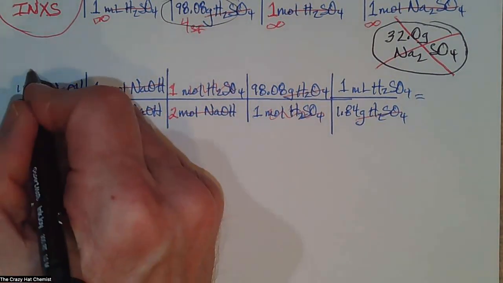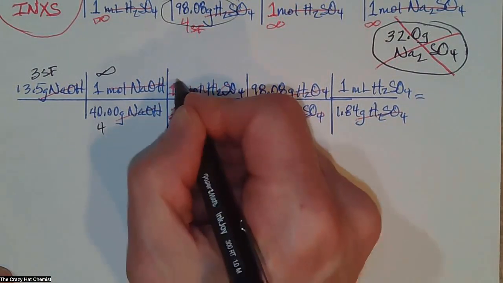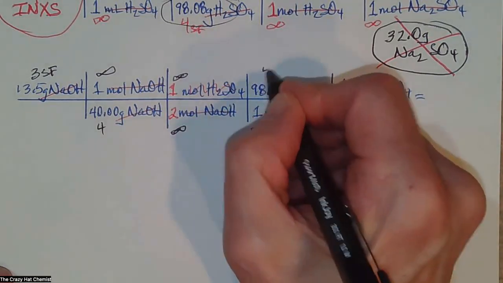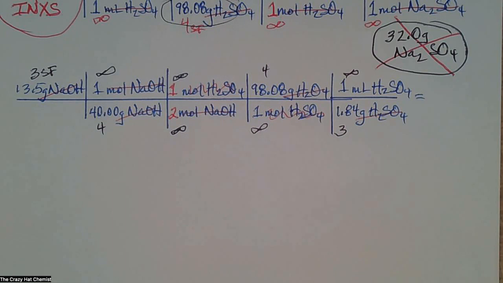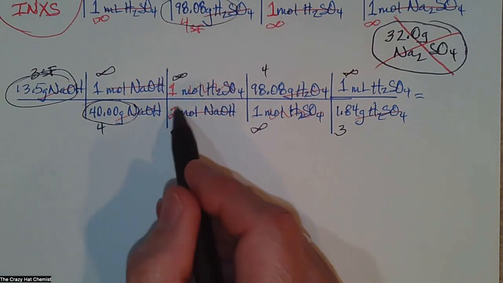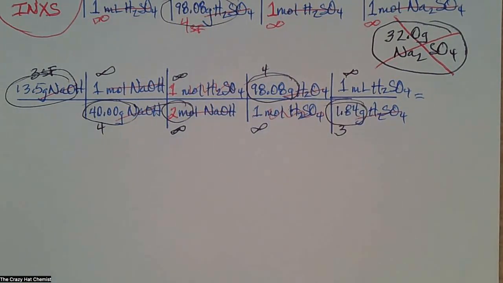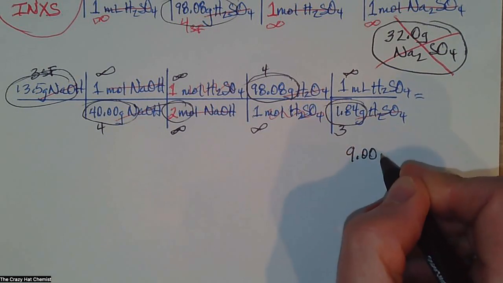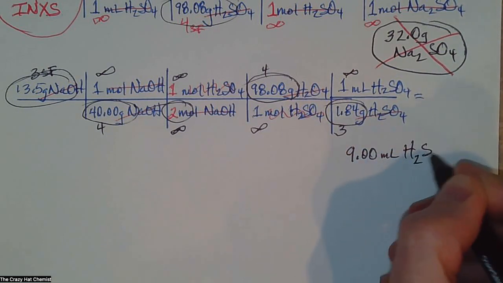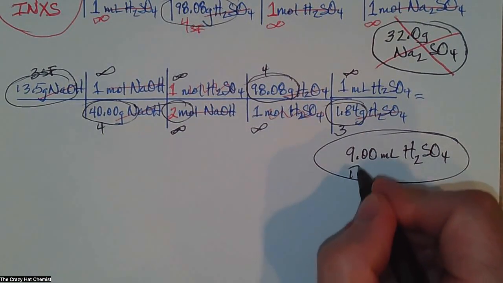I'm going to look at significant figures. There are 3 significant figures, infinite, 4, infinite, infinite, infinite, 4, infinite, and 3. So the fewest number of significant figures I have is 3. So I'm going to take 13.5 divided by 40.00 divided by 2 times 98.08 divided by 1.84. Round that to 3 significant figures, and I get 9.00 milliliters of H2SO4. So that is the amount of sulfuric acid that's required.